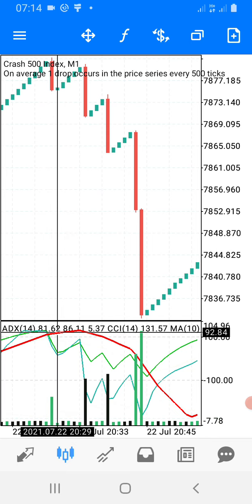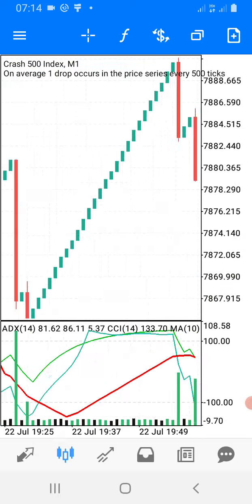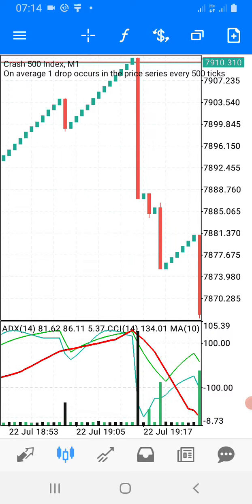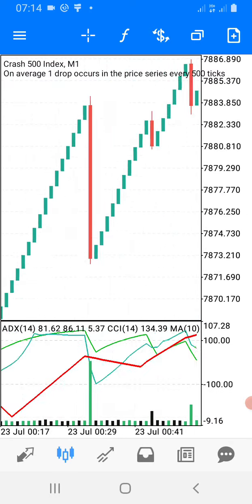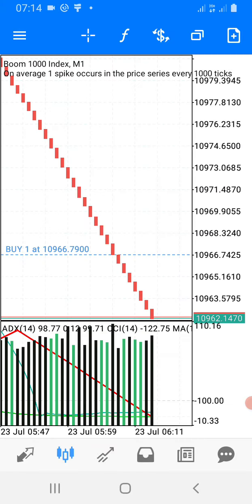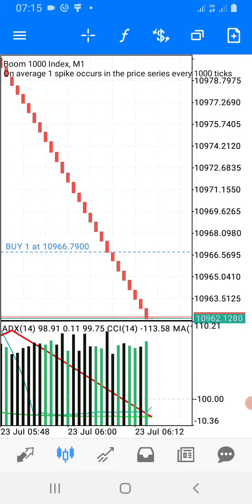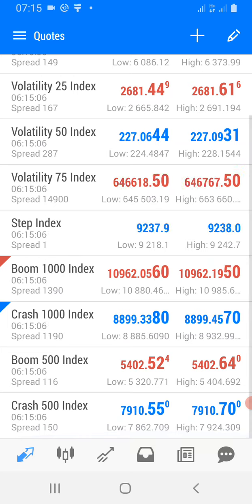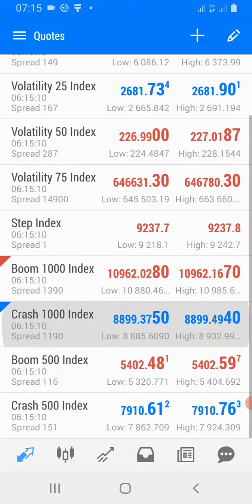Guys, Crash and Boom is 24 hours. You can catch as many spikes as you wish. It crosses above, it spikes. Very simple strategy. We are still waiting for Boom 1000 to spike. So while we wait, let's check out Crash 1000.